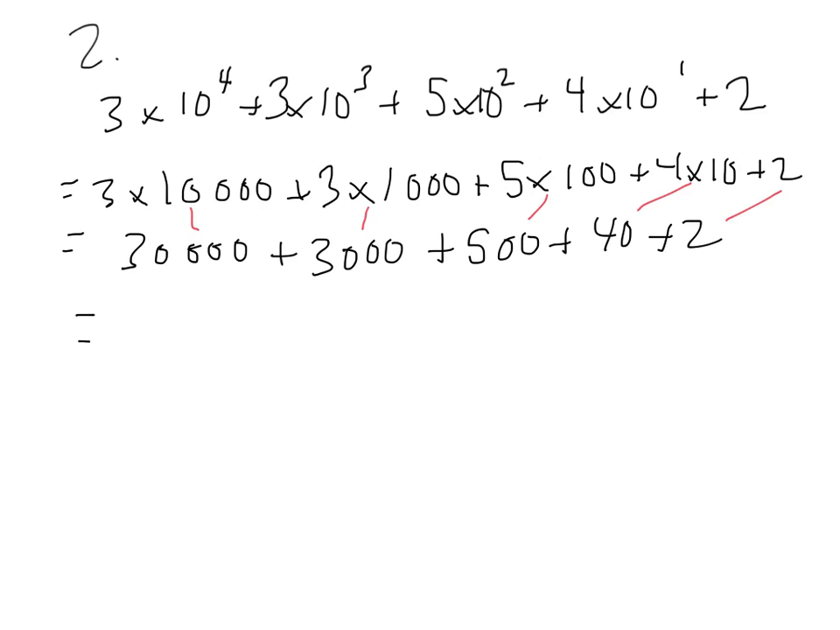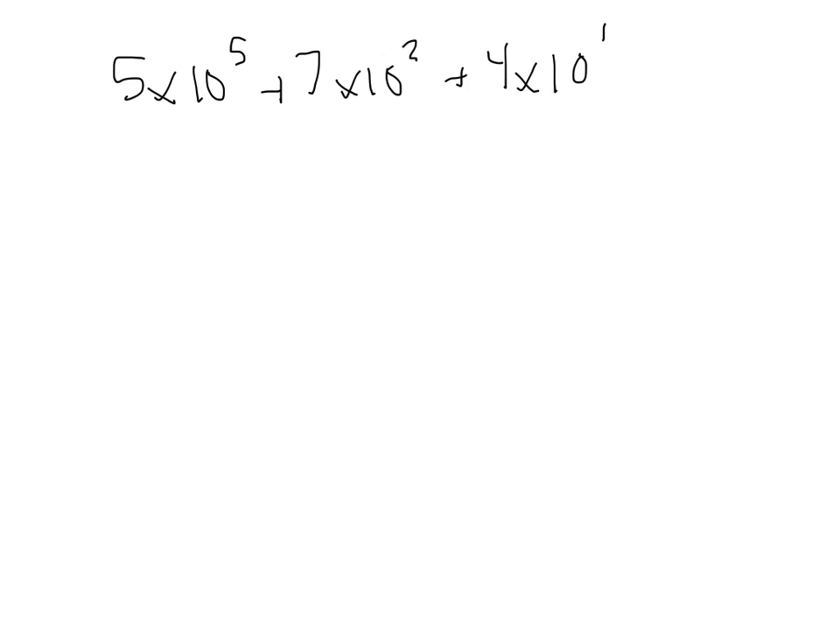Next we just add them up. 30,000 plus 3,000 is 33,000. Plus 500 is 33,500. Plus 40 and 2 is 33,542. Not too bad. B is going to work the exact same way. C is going to work sort of close. I'm going to go all the way to D for my next one.